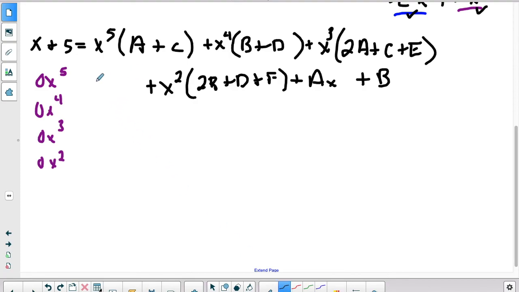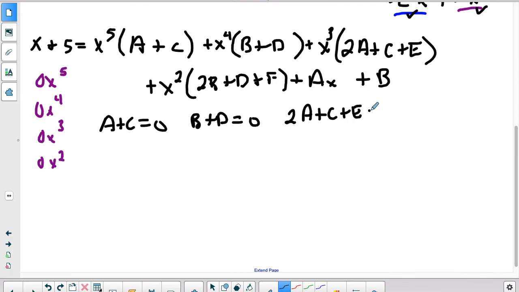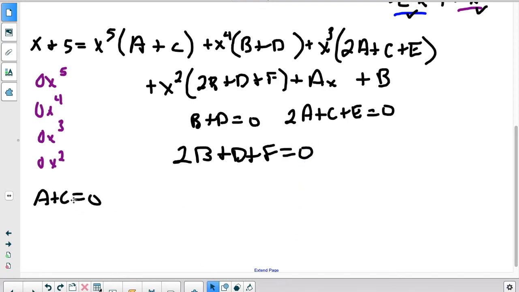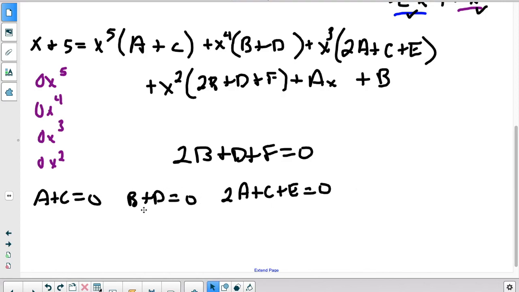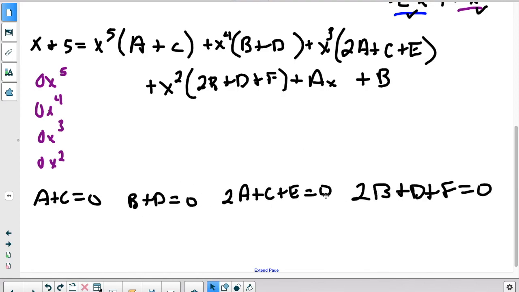So what that means for us is that when we match them up, so 0x to the fifth and x to the fifth times a plus c, it means for us that a plus c is 0. Our 0x to the fourth means that b plus d is equal to 0. Our 0x to the third means that 2a plus c plus e is equal to 0. And finally, for x squared, it means that our 2b plus d plus f is also equal to 0. So these four here are all equal to 0.